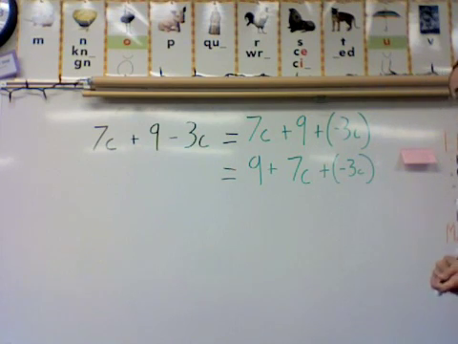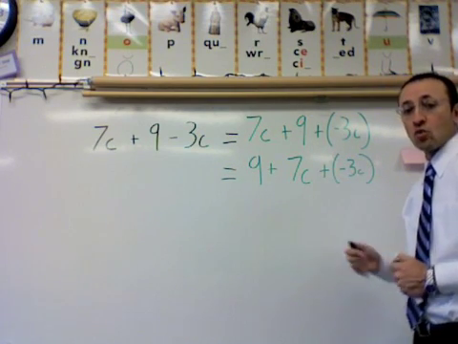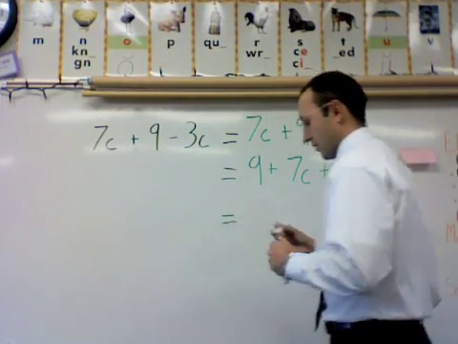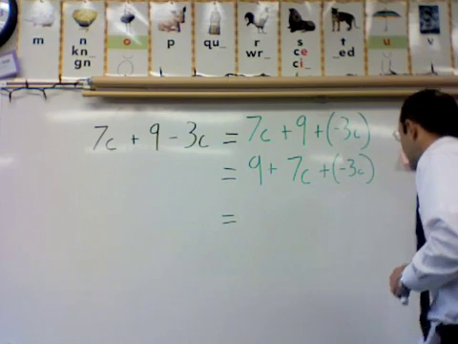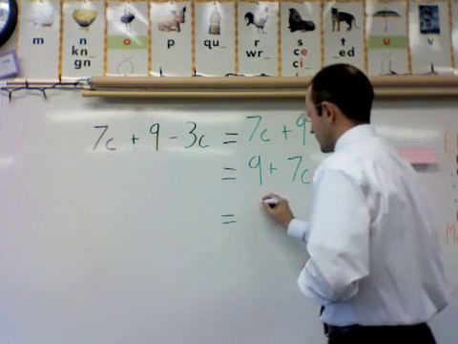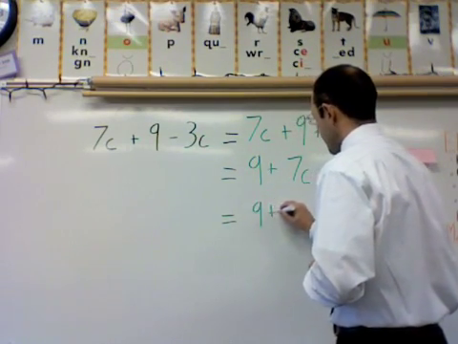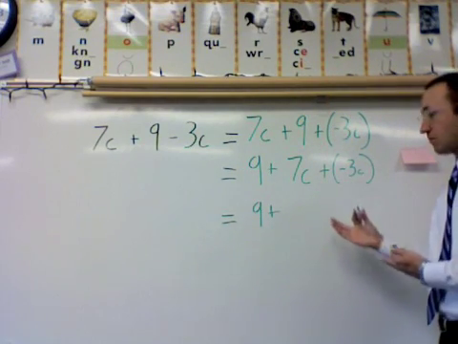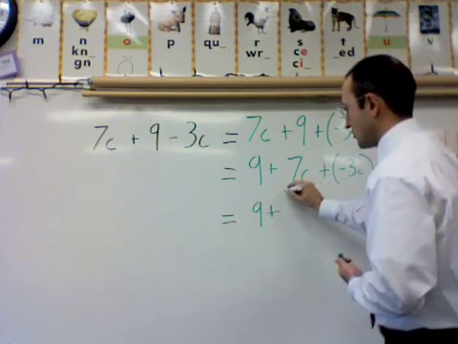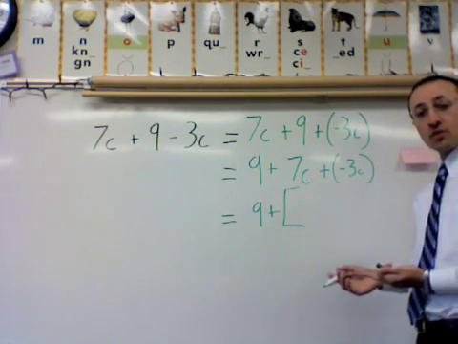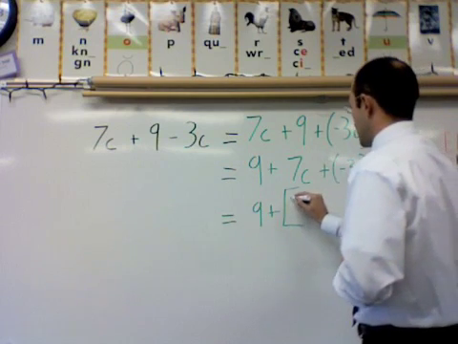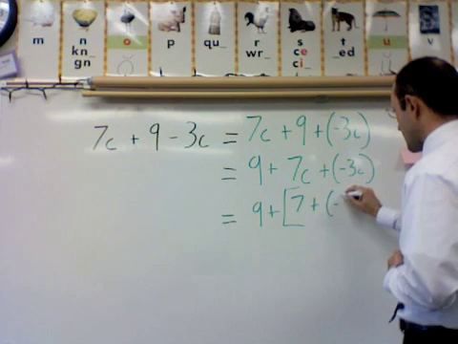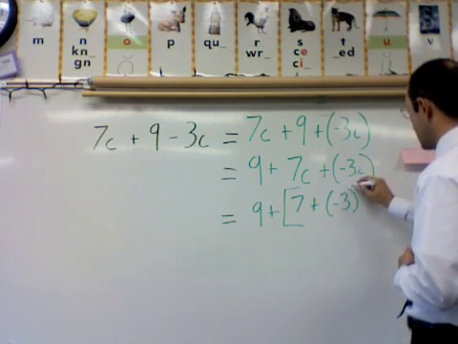Now I'm going to have to rewrite this again because I want to use the order of operations to solve this. So I'll put my equal sign down again to rewrite it another time. 9 plus stays the same. And I actually want to do a problem here, so I'm going to group my like terms. So I'm going to use what we call bracket. It's almost like the parentheses, but it's squared off. It's going to be 7 plus negative 3.